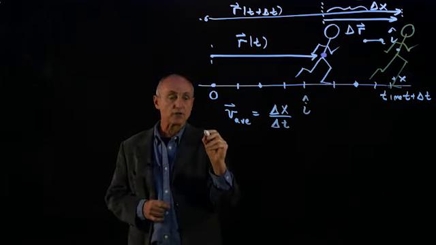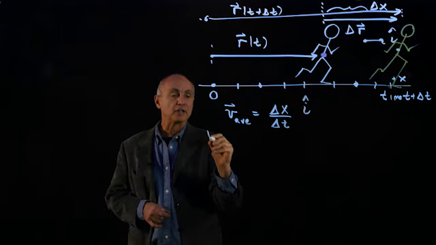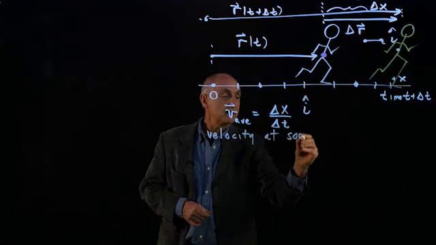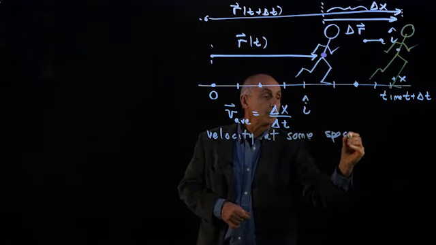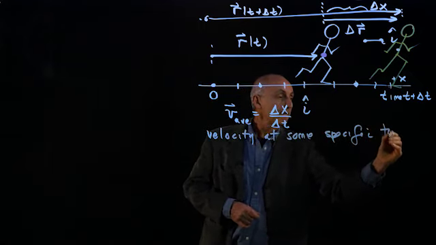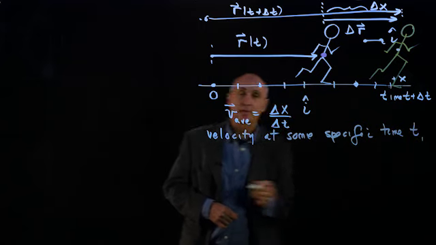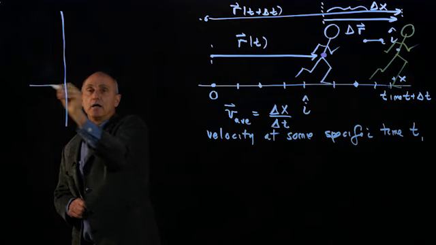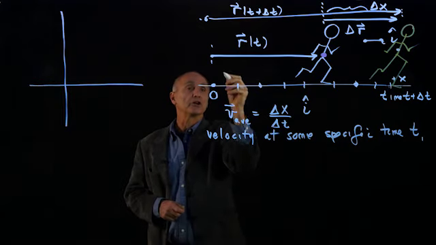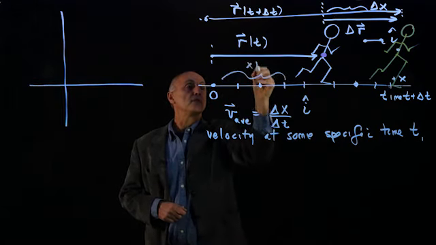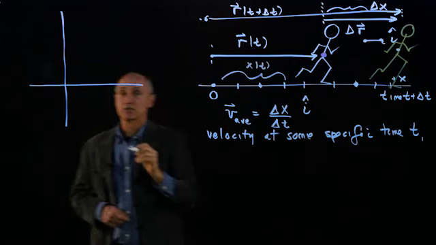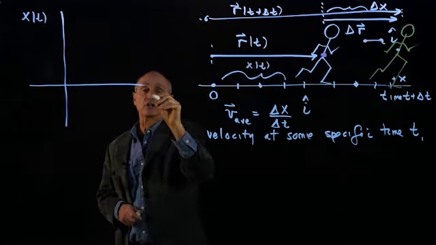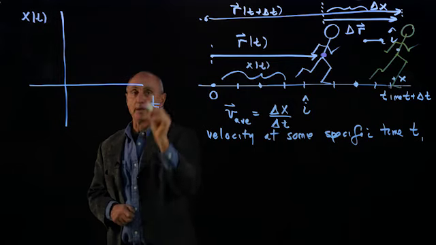Now we'd like to ask a separate question. Our question now is, what do we mean by the velocity at some specific time, t1? In order to understand that, let's make a plot of the position function. Remember, we called the component of the position function x of t. So we're going to plot the component of the position function with respect to time.